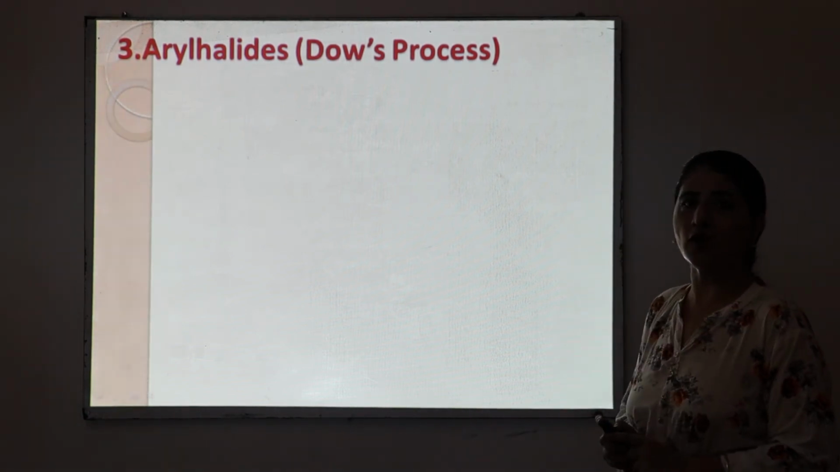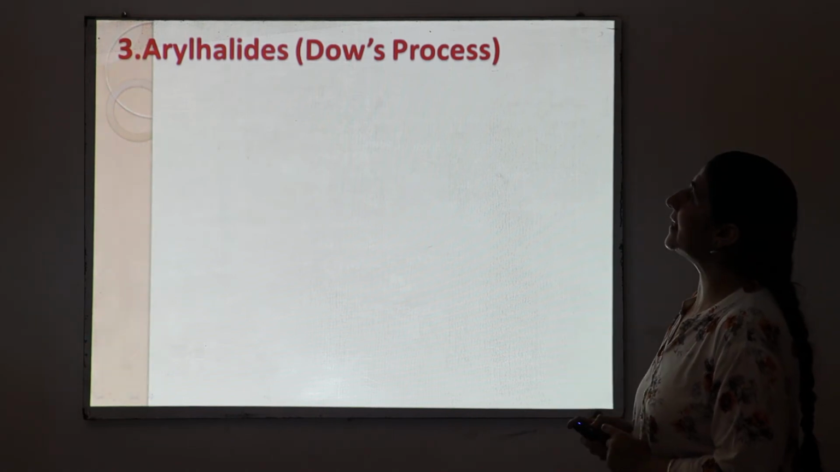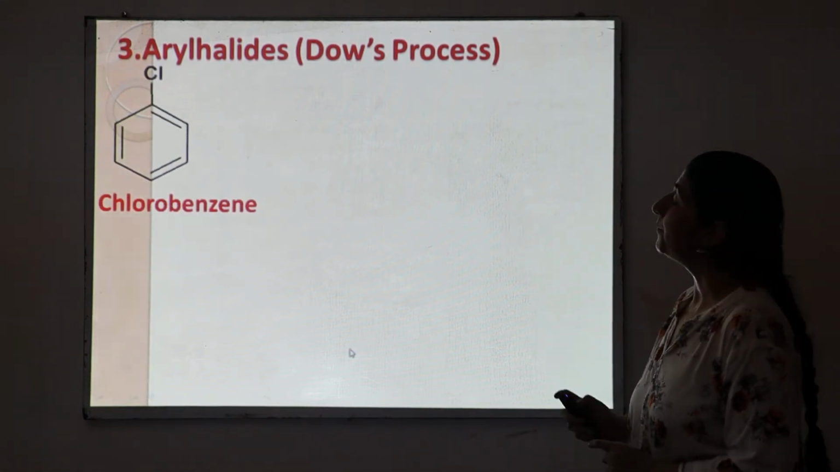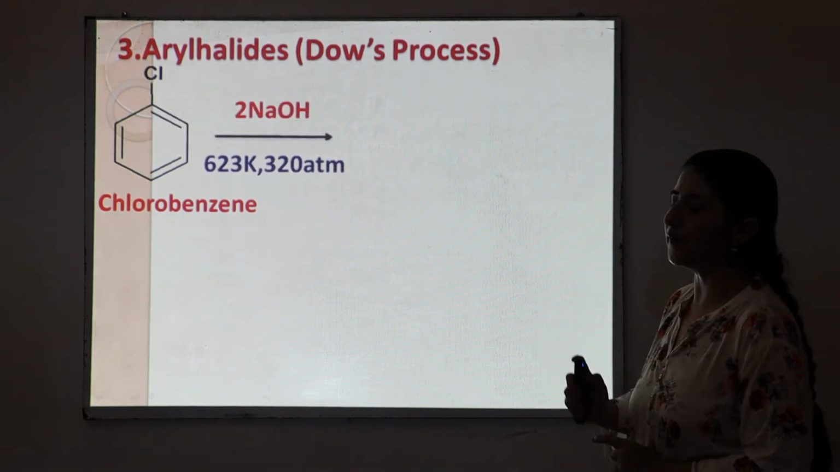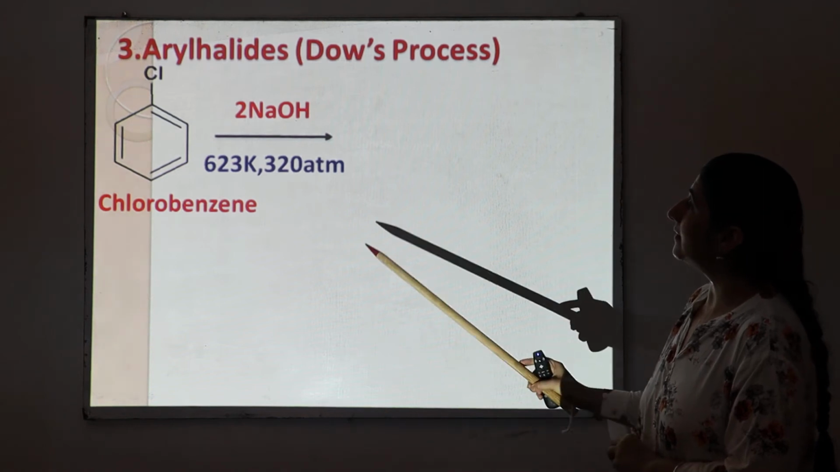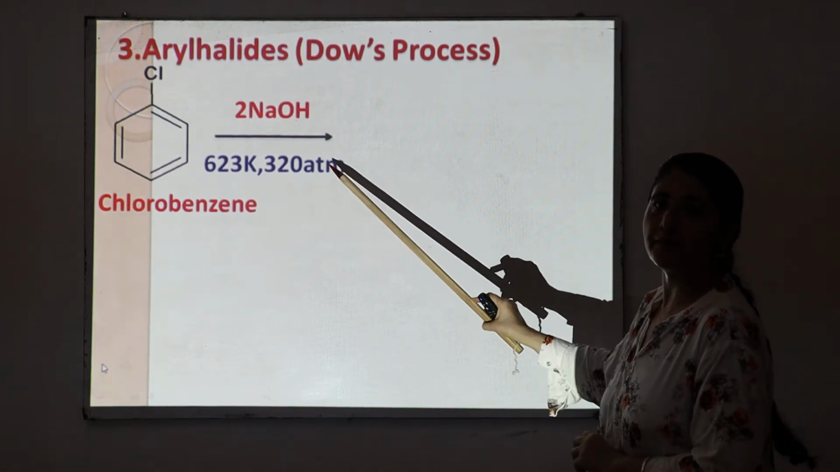The third method of preparation of phenol is from aryl halide, and this process is known as the Dow process. In this case, I am taking the example of chlorobenzene as the main reactant that reacts with sodium hydroxide at temperature 623 Kelvin and pressure 320 atmospheres.